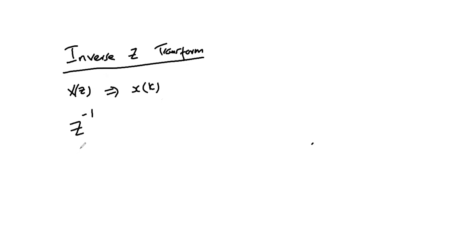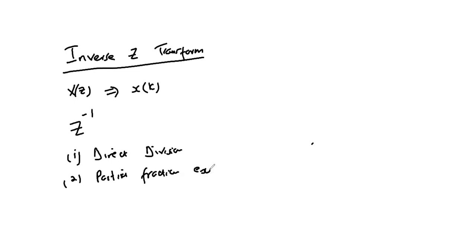There are a number of methods we can use for obtaining the inverse Z transform of a function x of z. And in this video, I'll be looking at two of them. One, which is the direct division method. And number two, the partial fraction expansion method. So we look at the two methods one at a time. The first one is the direct division method.